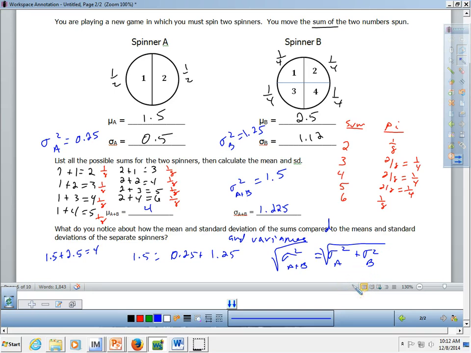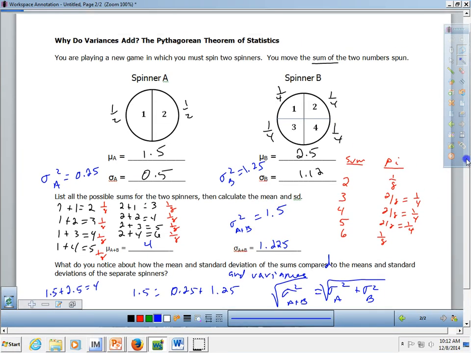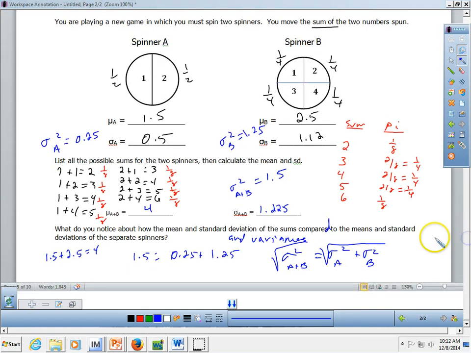And if you look at the top of this page, it says something to the effect of, why do variances add? The Pythagorean theorem of statistics. Well, I just showed you why the variance is added, in terms of this situation. And why it's called the Pythagorean theorem of statistics, well, look at it. This should remind you of the Pythagorean theorem, right? A squared plus b squared equals c squared.